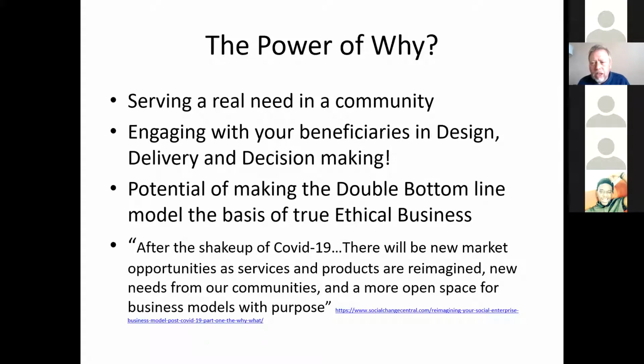More importantly, have you created a structure that allows that community to influence your decision-making, not at the coalface, not at volunteering, but actually how you deliver services?